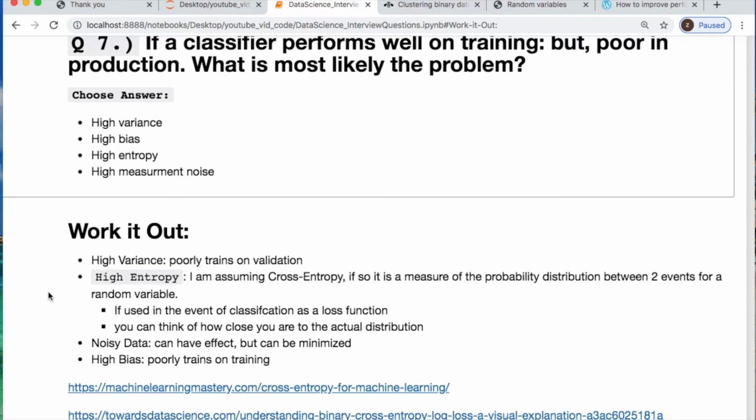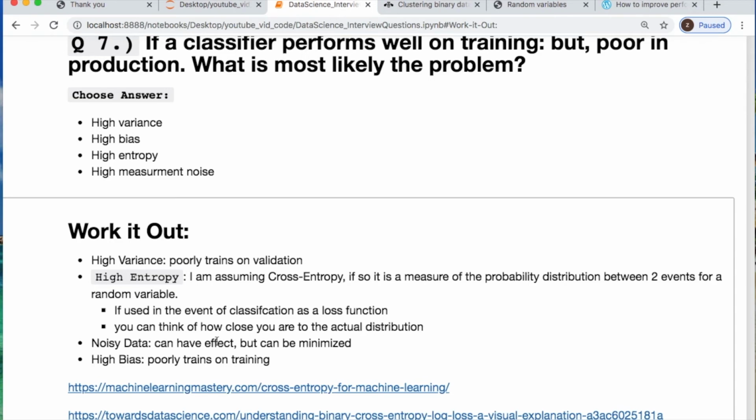Now, if you're looking at entropy, high entropy, I'm assuming that they mean cross entropy and they mean a positive value. That's what I'm taking away from this as my assumption. We have to remember that the cross entropy is dealing with a probability distribution between two events for a random variable. And you're also thinking of this as a loss function, trying to figure out how close you can get to an actual distribution. So I'm thinking to myself, well, this might not be what I'm looking for. And the noise thing I could kind of take care of. So is this a bias or a variance problem? And so it's saying training data. Well, the high bias is dealing with poorly trained data.